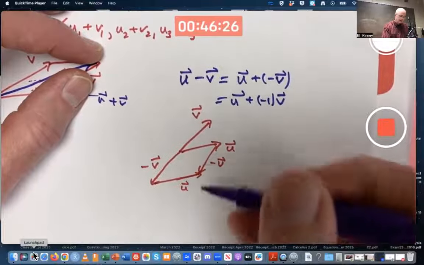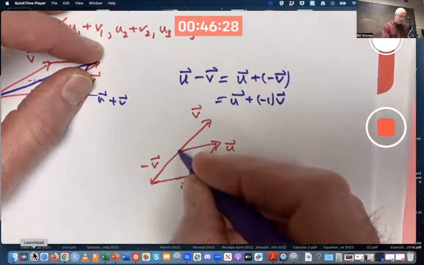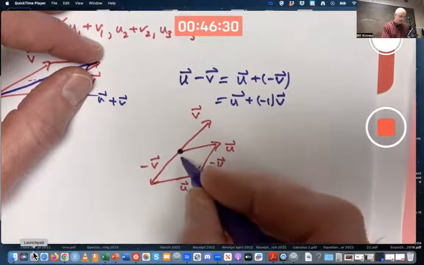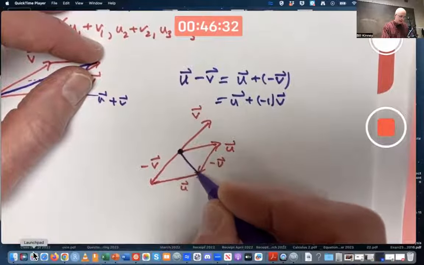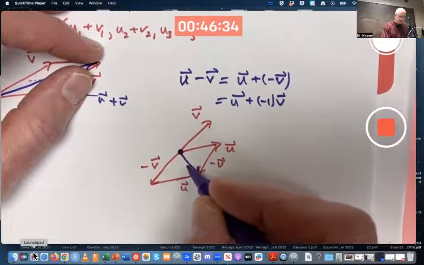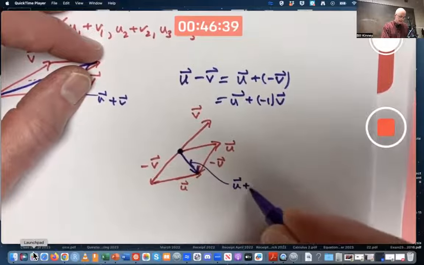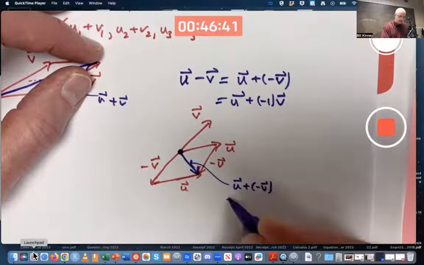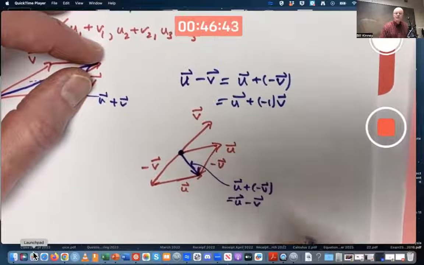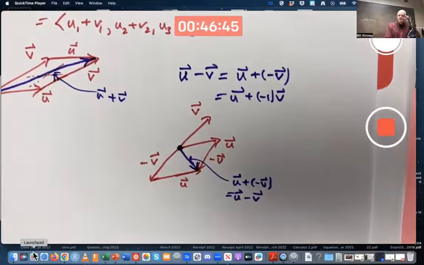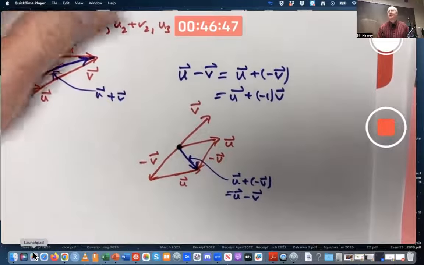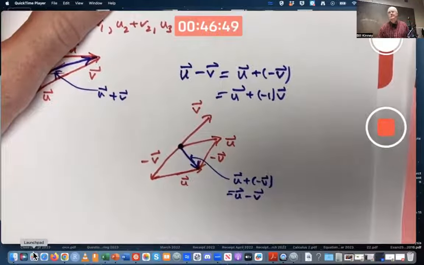And again, the sum of U and -V would start at the same point that they both started with here and end at the opposite side of the parallelogram. This would be U plus -V, which is the same as U minus V. That's one way to interpret it geometrically, the difference, U minus V. However, it's not the most common way to interpret it.